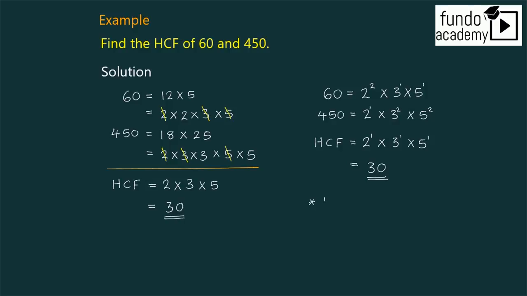So here is the thing to note: you take the common factors only, and you take where there is the lowest power. So that's the secret for you to be getting the highest common factor.